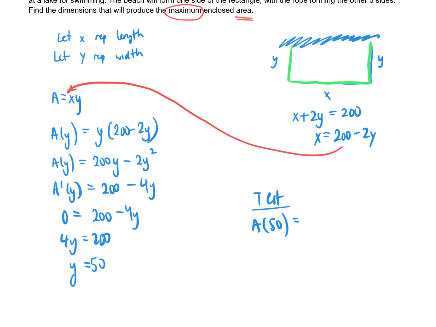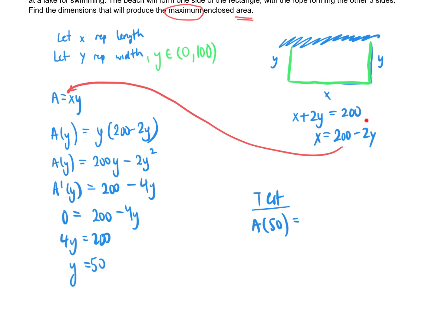But what about my other restrictions? What else can y be? Well, y can be starting from 0, because we can't have a negative width. And what's the maximum the width can be? Well, I have two widths here, and I have 200 meters of rope in total. So if the length was as close to 0 as possible, we'd have 100 meters available for the two widths, so 100 in total. So that's me just using logic and looking at my diagram.